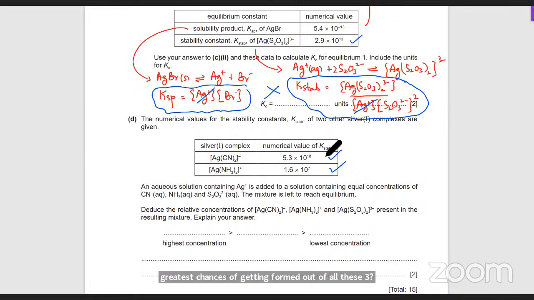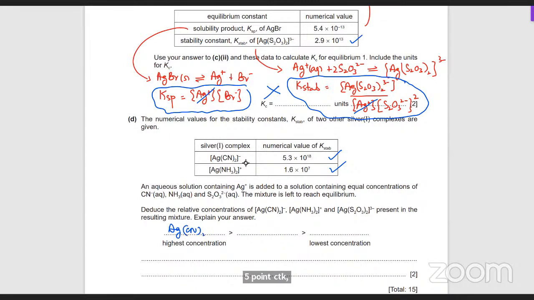Your K-stab, if it's a bigger value, you have a higher chance of forming it. So 5.3, okay, Ag(CN)2 minus, that's got the highest probability of getting formed. The second highest probability is for this one. It's got a high value as well, but not as high. So ligand exchange would happen, but the concentration would not be that high.